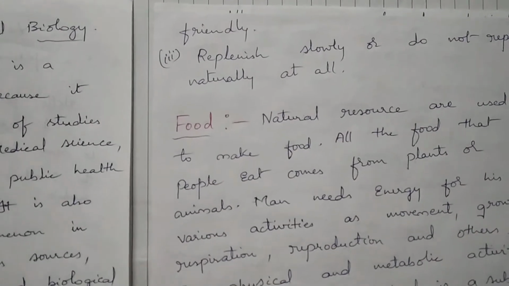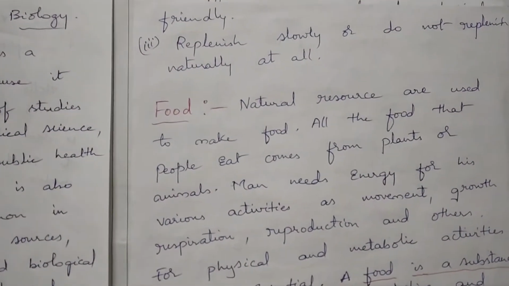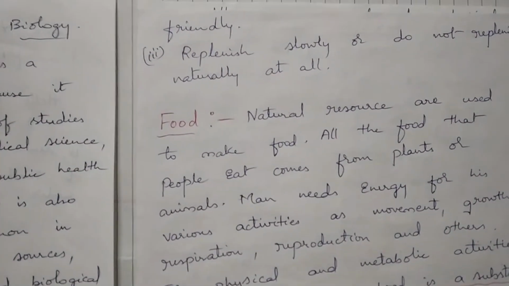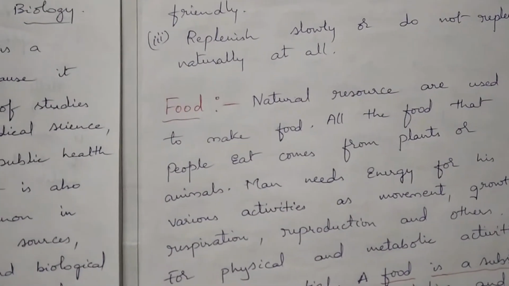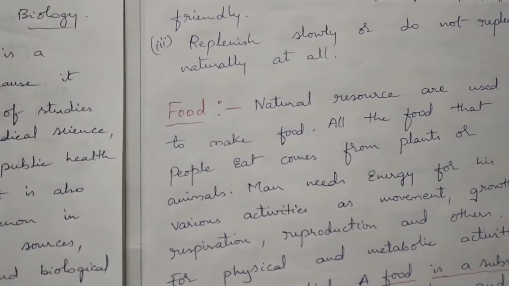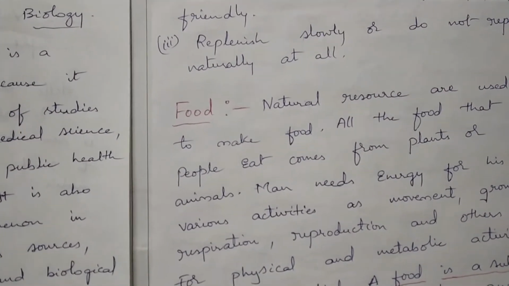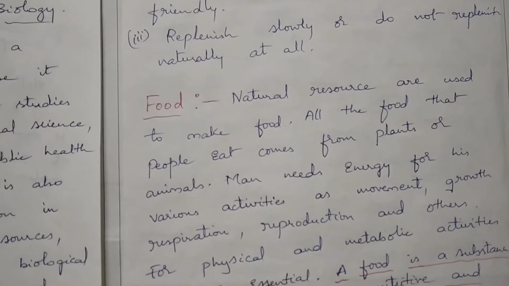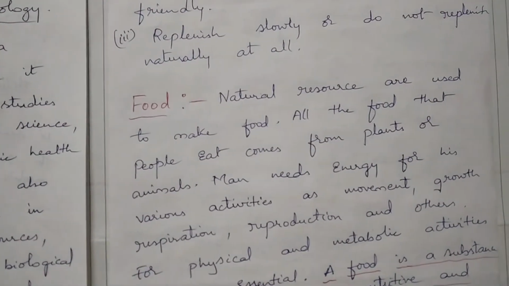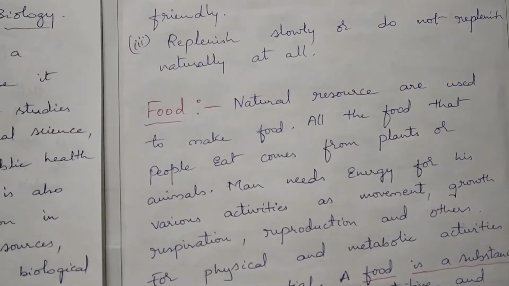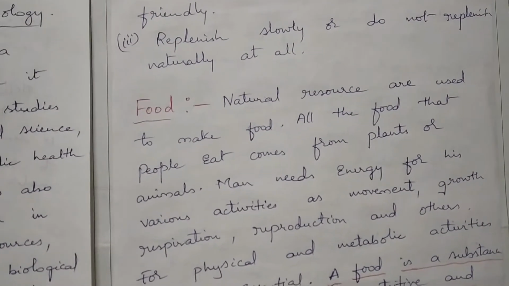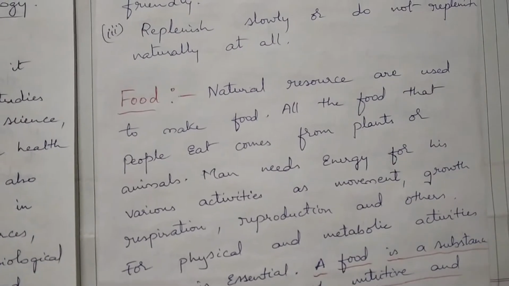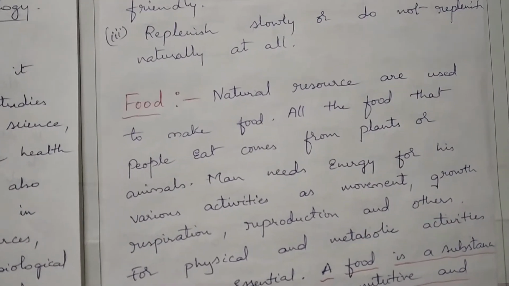Now, among these natural resources, there are two main resources you have in your syllabus: food and energy. First, we will discuss food. Food is a natural resource, and it comprises many other things. All the food that we eat comes from plants and animals.